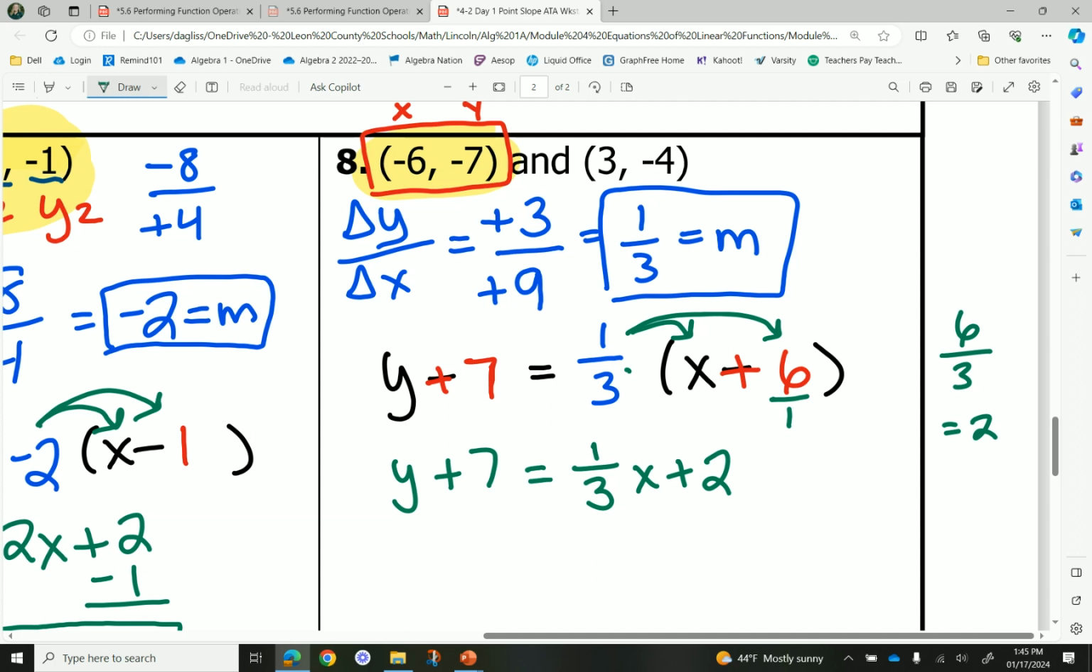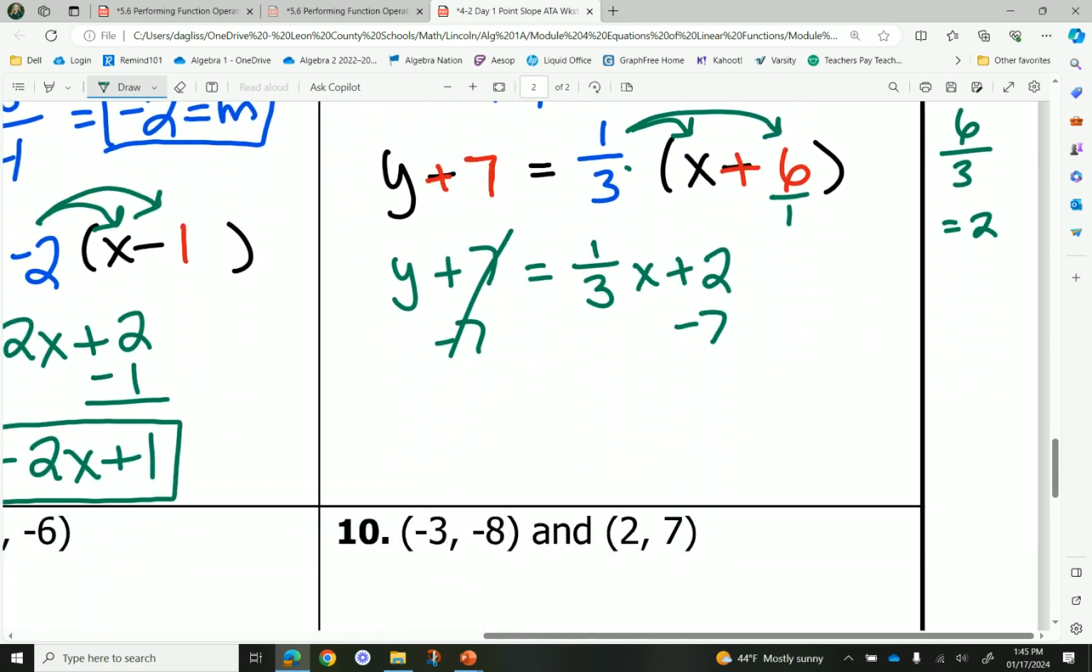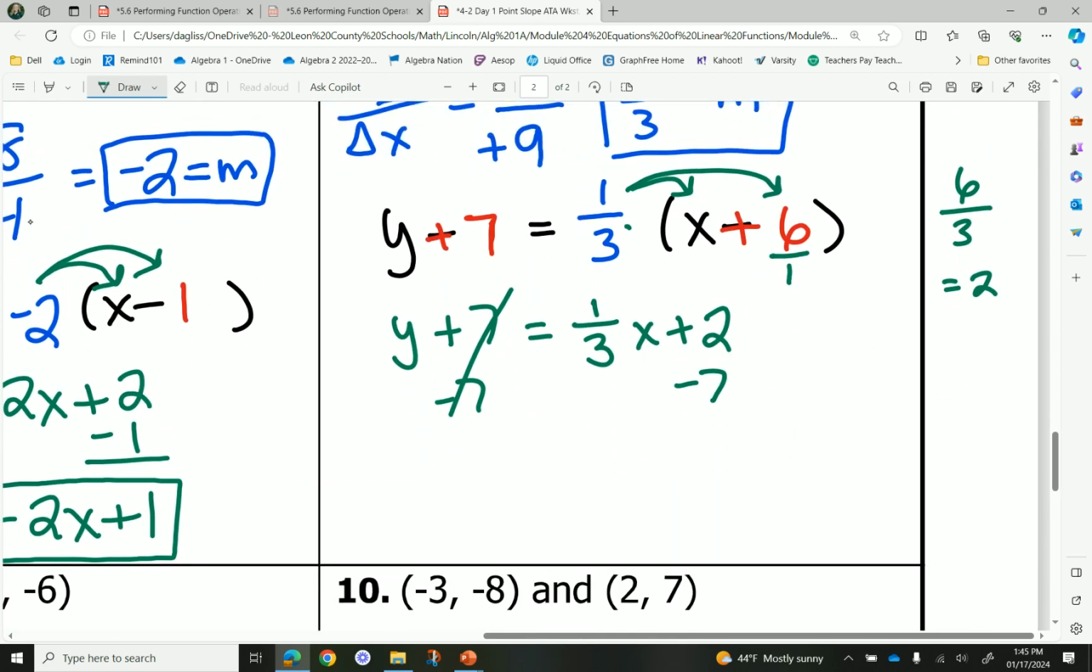Alright, what's our last step? The answer. Subtract 7. There you go. So we get y equals 1/3 x, and then this over here is negative 5. Go ahead.